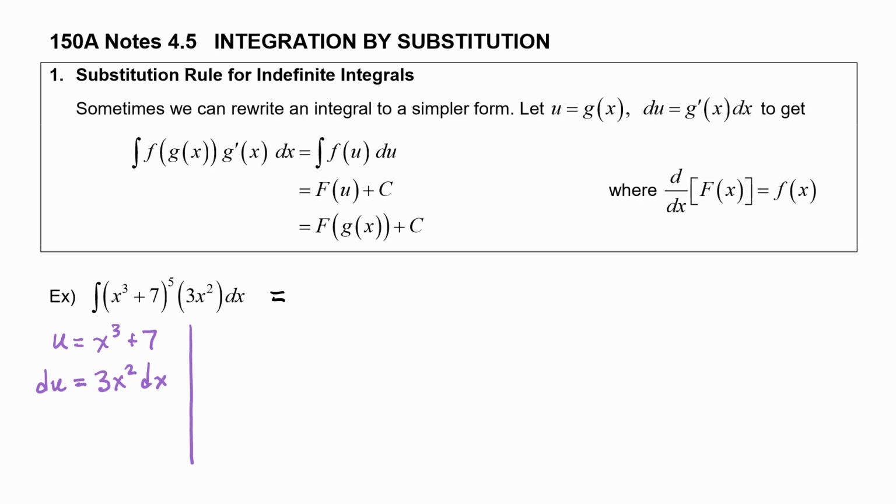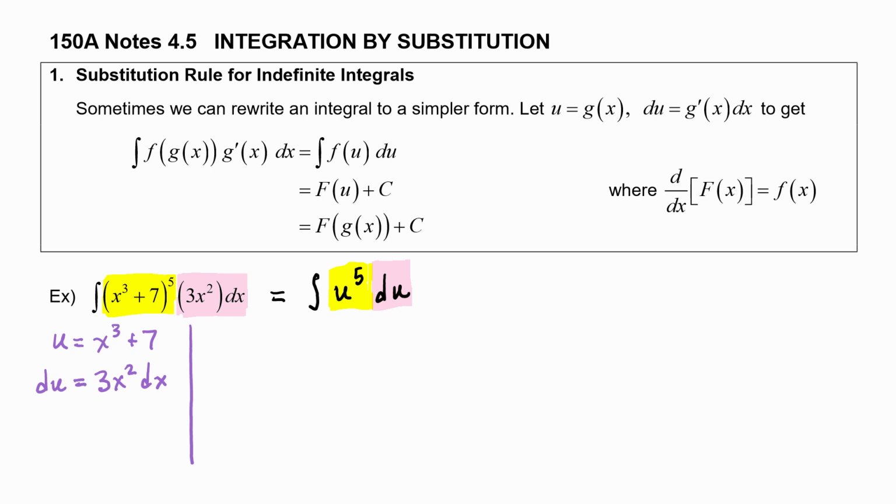One of my suggestions to you is going to be that you use highlighters. So here we have this quantity x cubed plus 7 to the 5th is going to become u to the 5th. And then this 3x squared dx, we see that we can replace with du. And what you want to make sure that you have is that everything from the original integral has a new face in the u variable. There can't be anything left over.